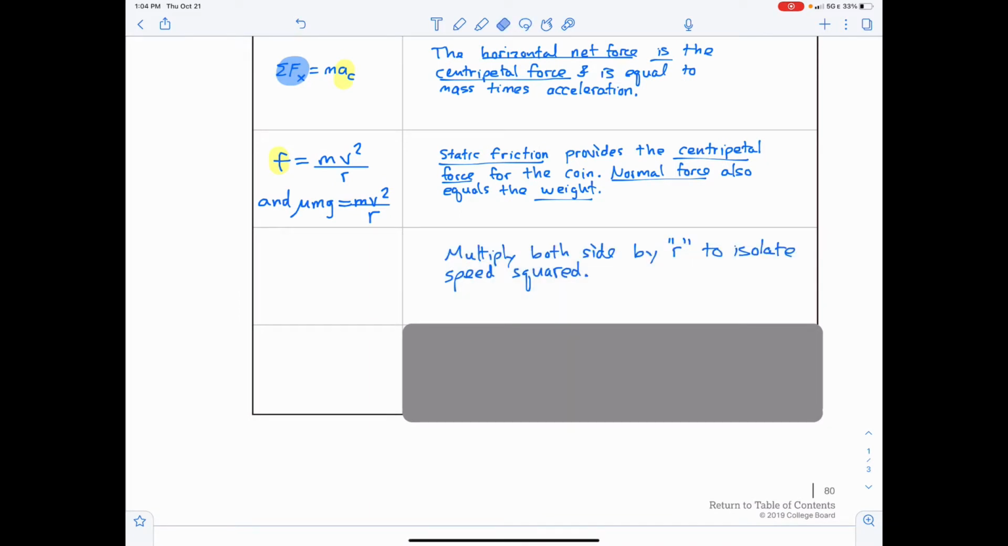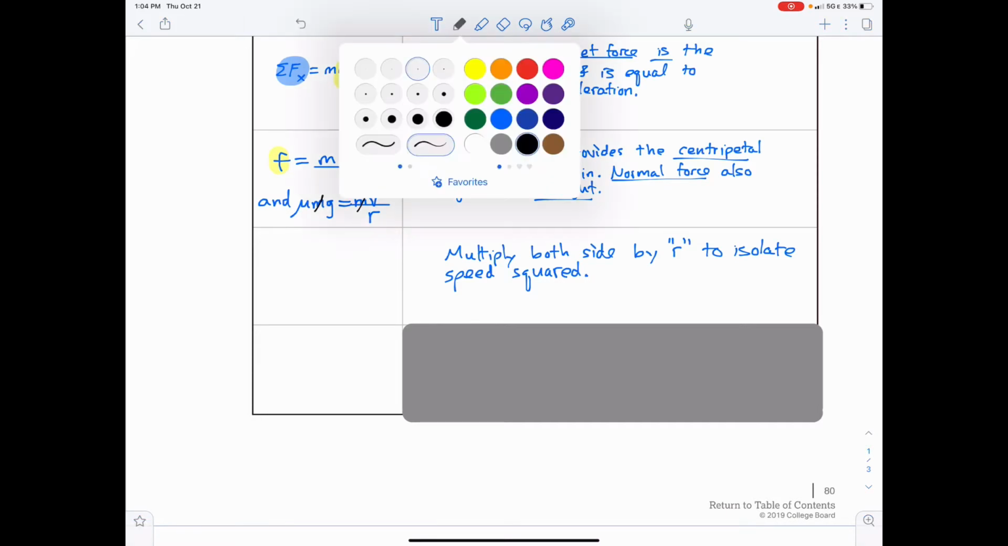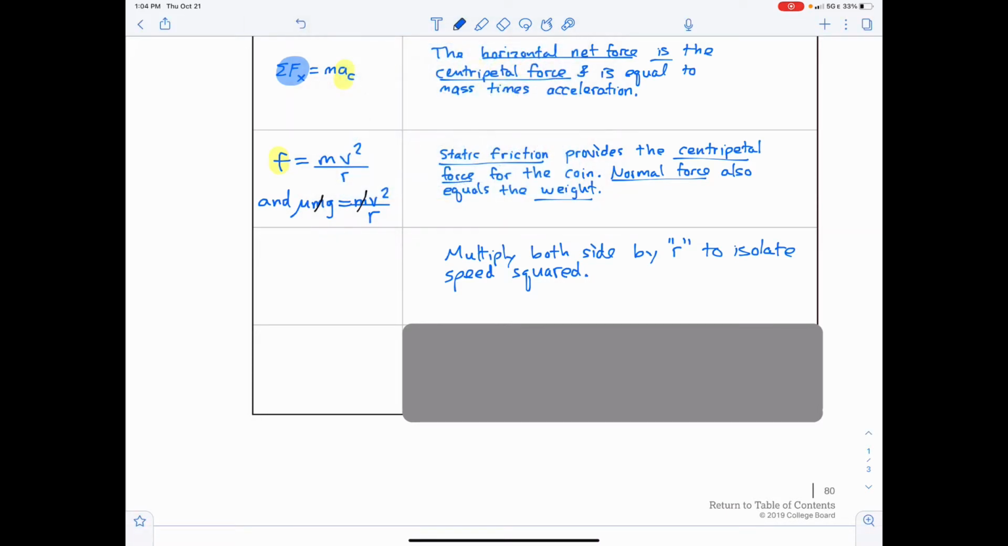Multiply both sides by r to isolate v squared. So mu, we also notice the mass cancels. And mu g r equals v squared.